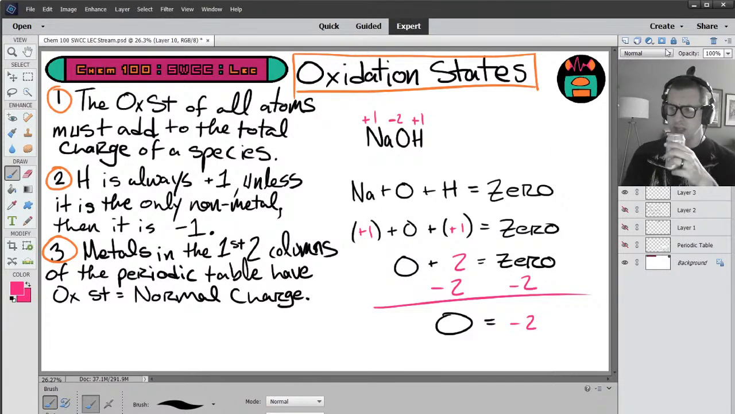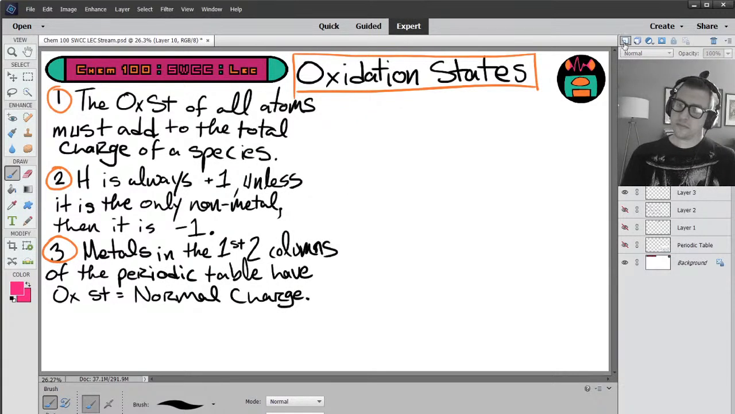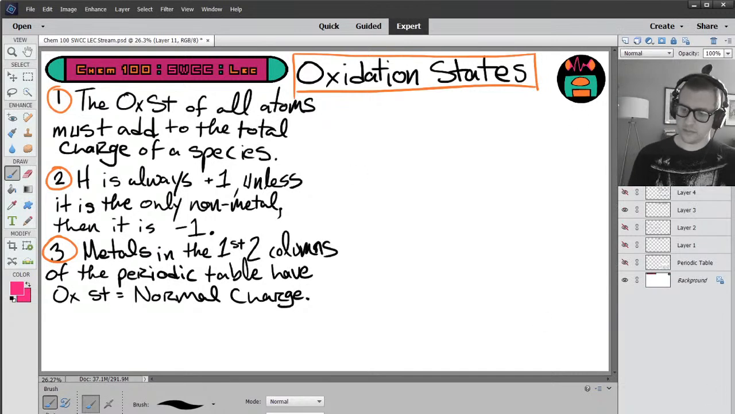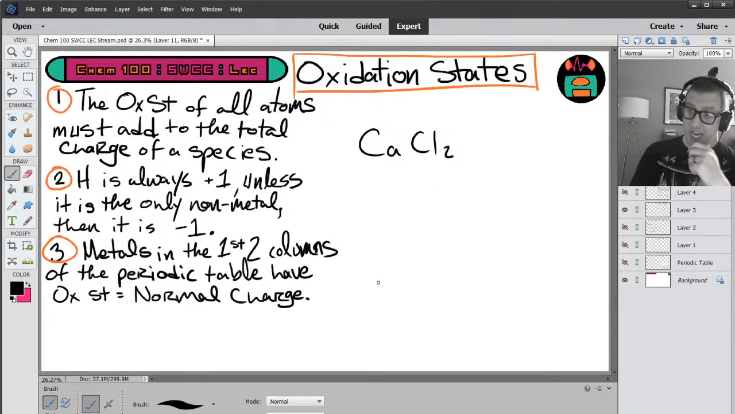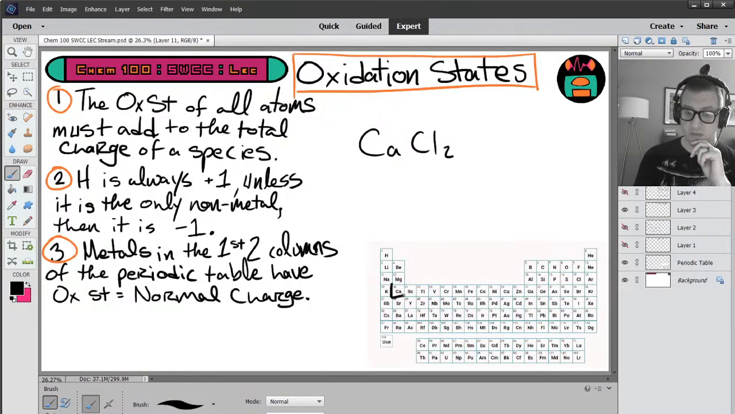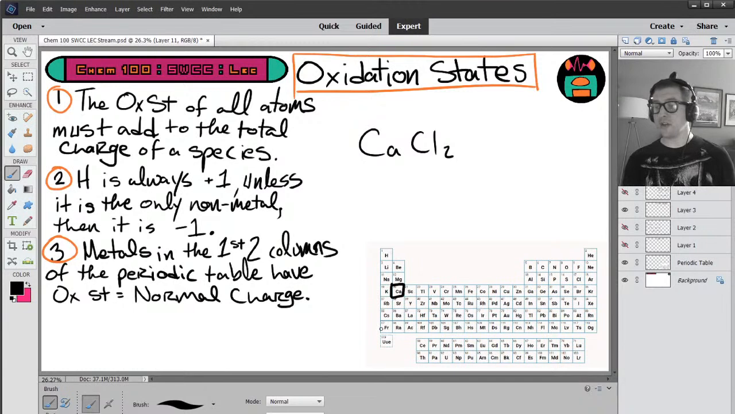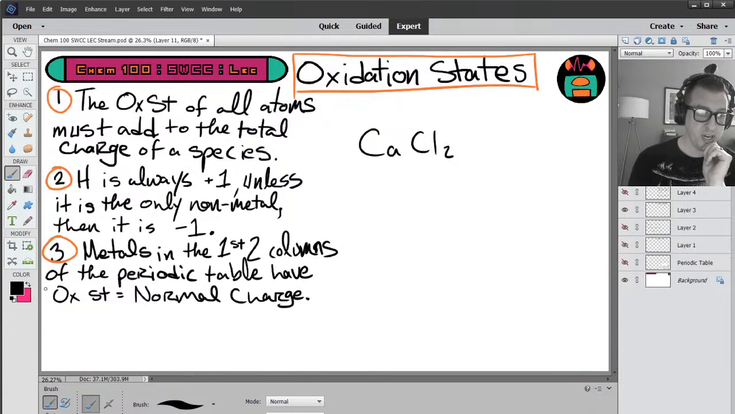All right, let's do another example. Let's assign the oxidation states for every element in calcium chloride. Number 1 can't help us yet. Number 2 doesn't apply at all, right? There's no hydrogen. Number 3, we do have a metal that's in the second column of the periodic table. Calcium is right here. Calcium's regular ionic charge is a +2. So calcium is going to have an oxidation state of +2.